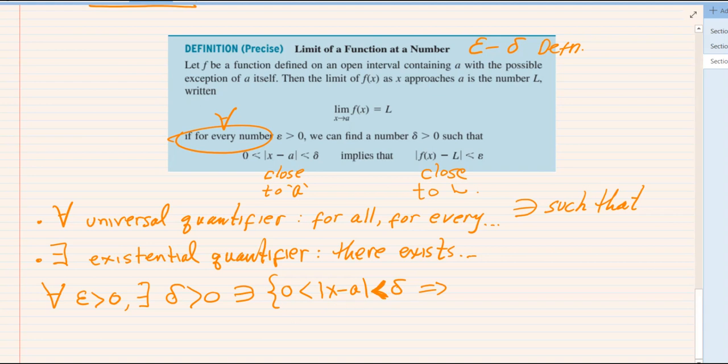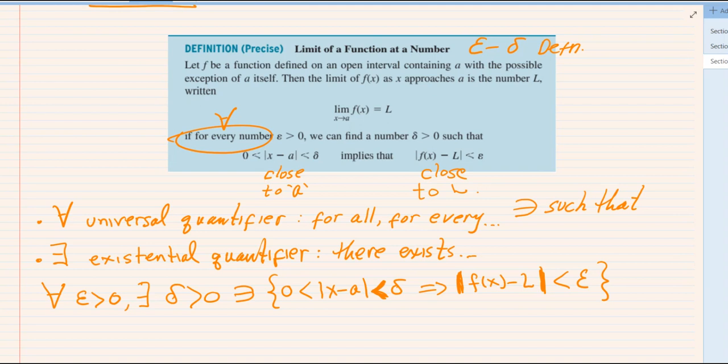Then this implies that the difference between the function and the limit is going to be less than epsilon, and we need absolute value because we chose epsilon to be positive. This guarantees that the difference will be positive. Okay, and there you go.